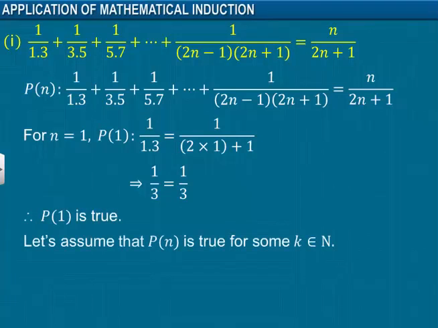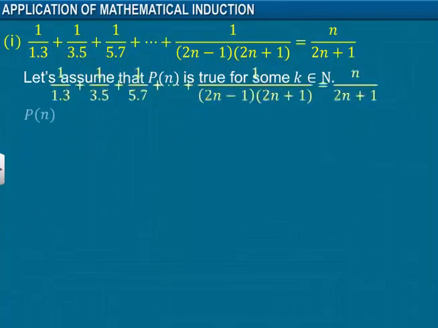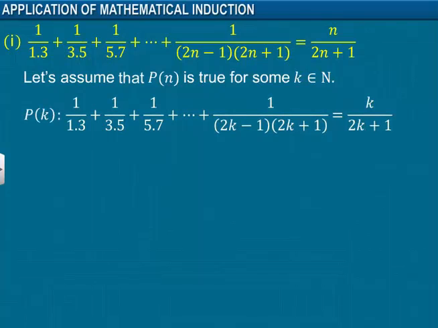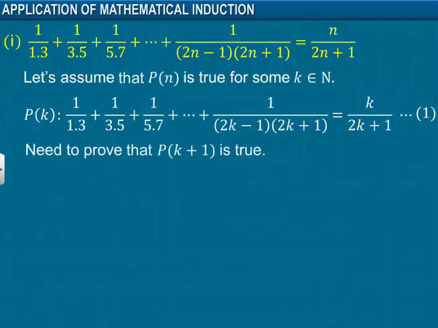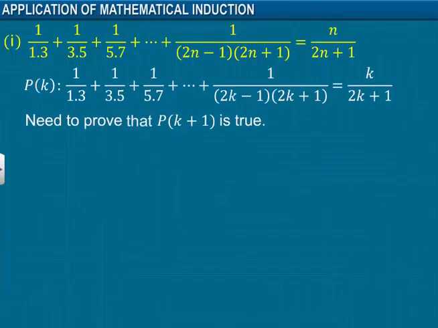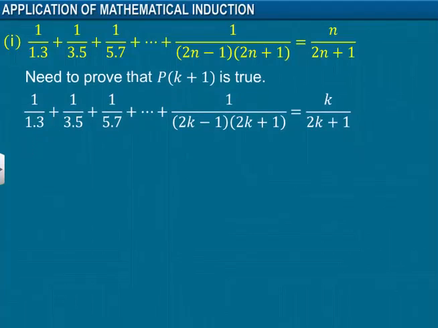Let's assume that P of n is true for some natural number k. On replacing n equal to k, we get this statement. Let this be equation 1. Now, we have to prove P of k plus 1 is also true. Let's add the next term of the series to both sides of the statement.